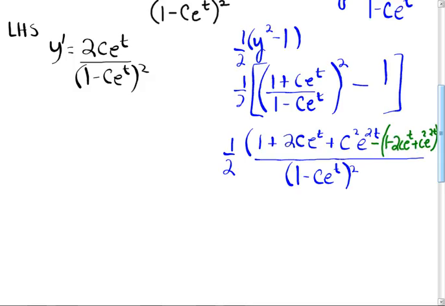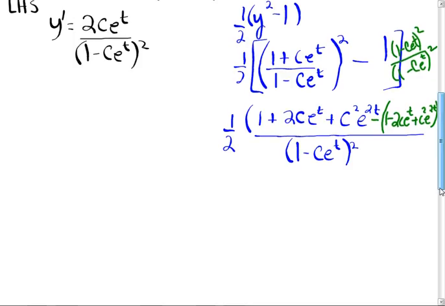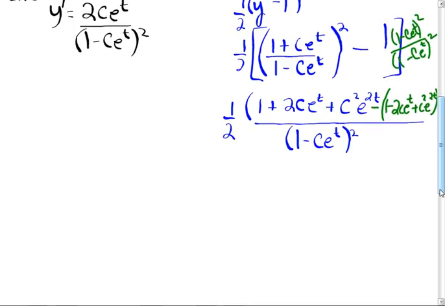Is that minus? Because it's minus 1. So I'm going to do 1 minus c e to the t squared. So I wrote that not right, but 1 minus c e to the t squared. Common denominators. And when I do that, I'm going to get some things to cancel out. What happens to the 1s? 1 and negative 1. What happens?